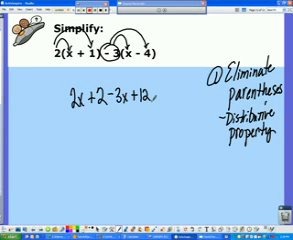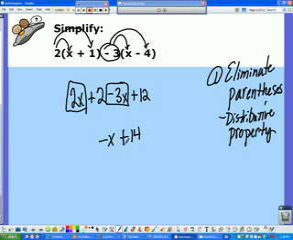Okay. Then you can combine your like terms. Remember, the terms that have the same variable and the same exponent. So in this case, I can combine 2x and the negative 3x. So 2 and negative 3 gives me a negative 1. Don't need to write the 1, but a negative x. Then 2 plus 12 gives me 14. So negative x plus 14. Okay. At this time, you're finished, and you will need to go ahead and start on your assignment.